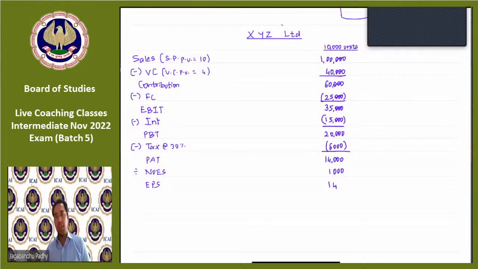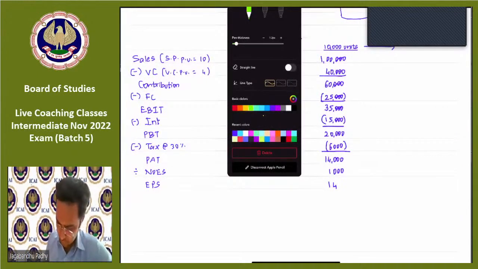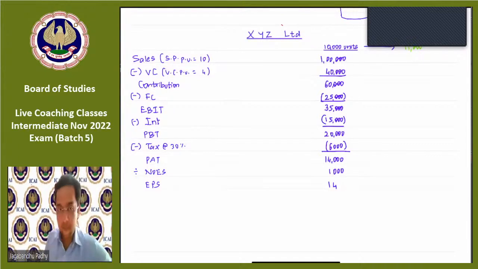Now, we are going to see what is going to happen when the number of units change. So suppose the number of units increase by 10%. So of course the units will become 11,000 now. Units will become 11,000, right?